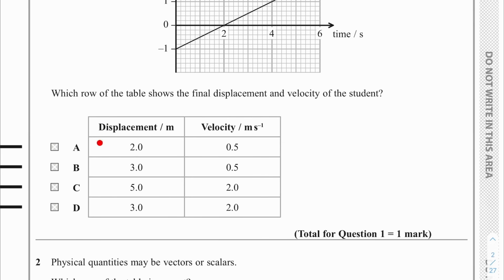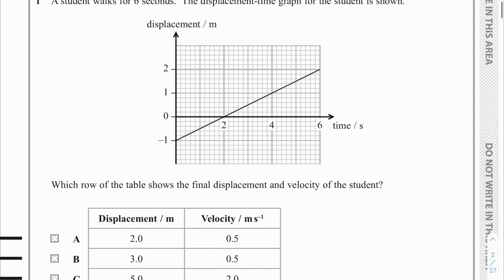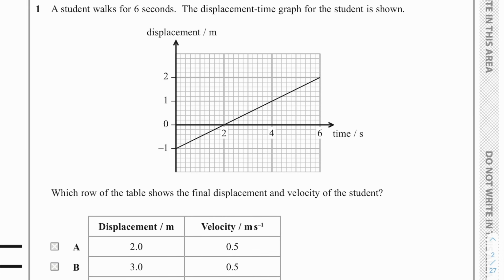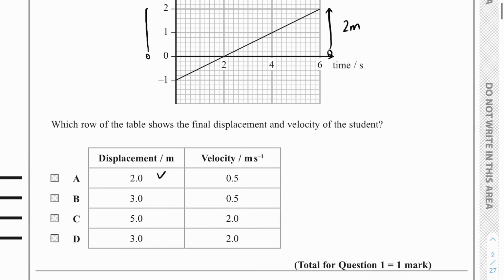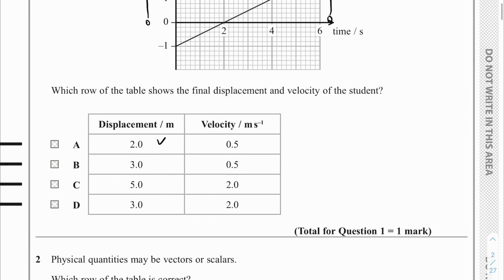So now let's look at the displacement. Displacement is always from 0, so from 0, we end at here. What's the final displacement? Final displacement is 2 meters. Let's check in the options if we have 2 meters. We have 2 meters. Is there anything else that has 2 meters? No. So this has to be correct just by process of elimination.